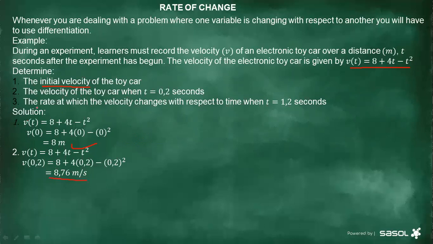The last one is the rate at which the velocity changes. Remember, we have spoken about the change. If the variable is changing with respect to another, then we're going to do the derivative. Therefore, we are going to derive the given equation first, before we can substitute with the time that we're having here, which is 1.2. This is what we're having. From there, you're going to derive this.